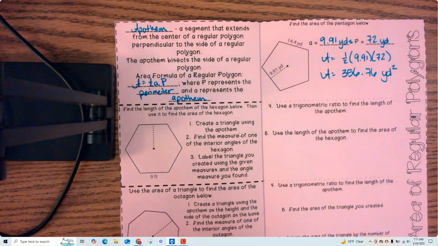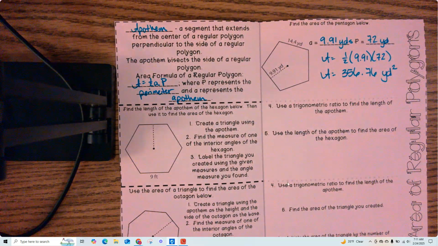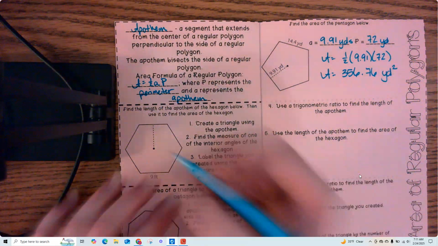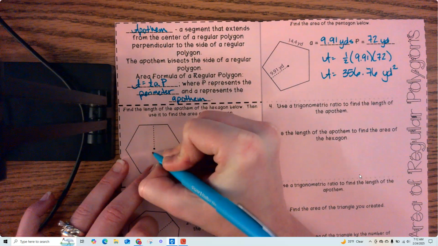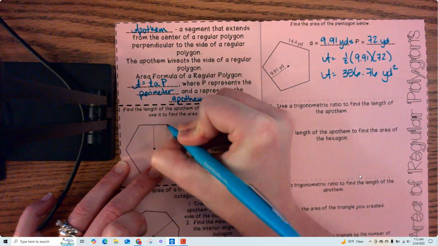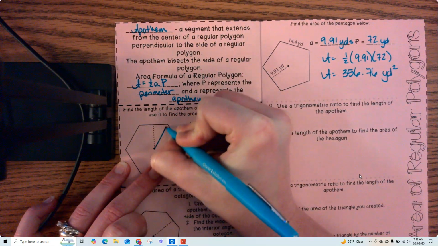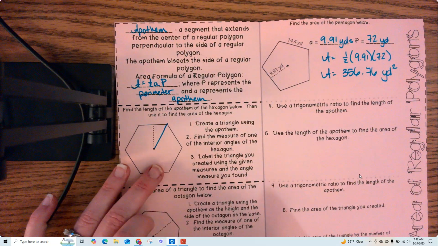All right, now we're going to find the apothem. Find the length of the apothem of the hexagon below, then use it to find the area. So we're going to create a triangle using the apothem. So this is the apothem. I want to draw a line from one of the vertices straight down.